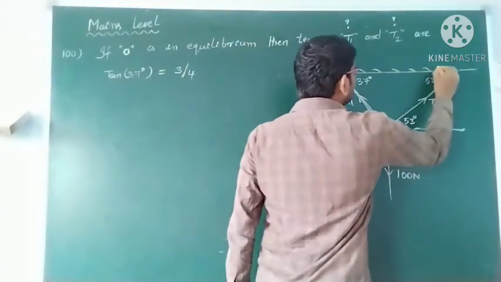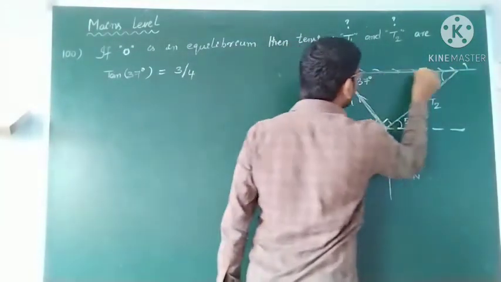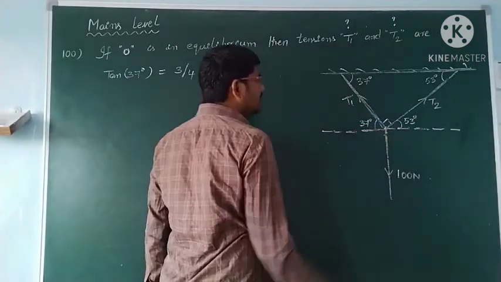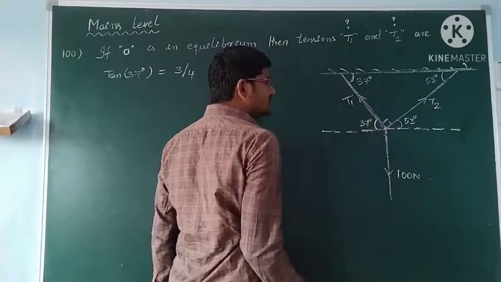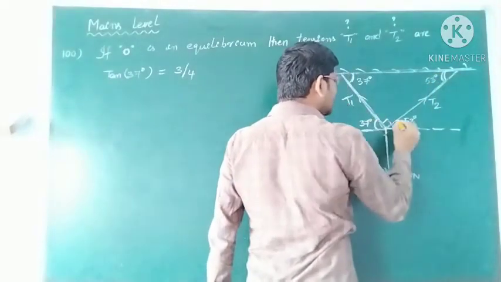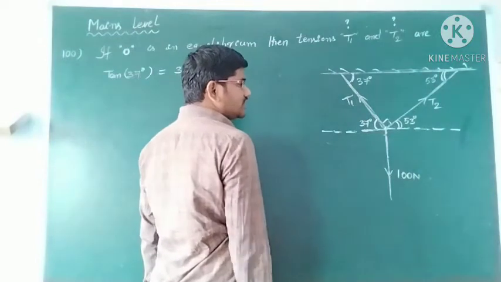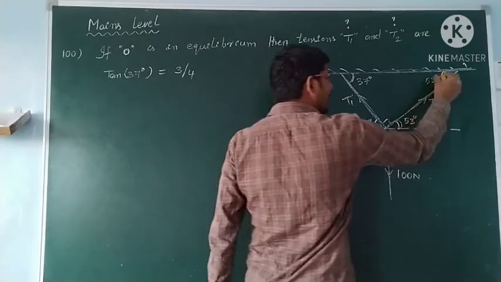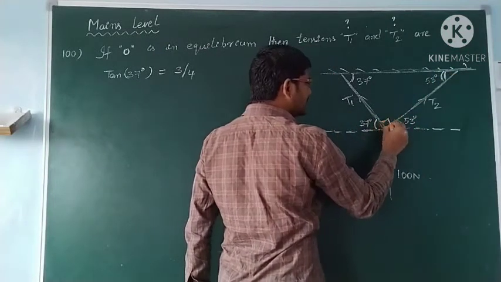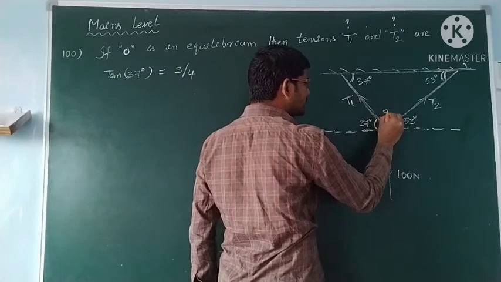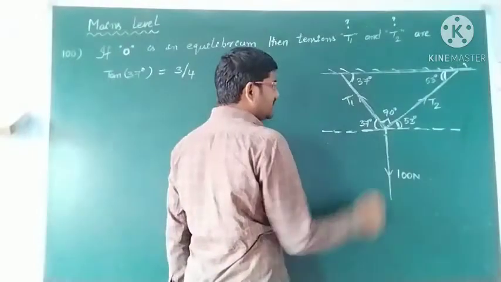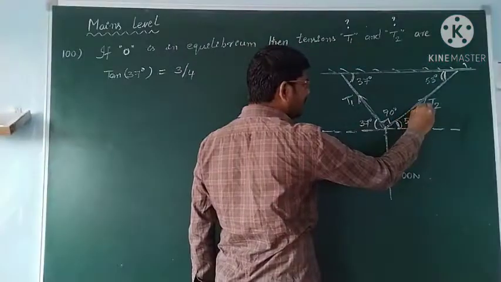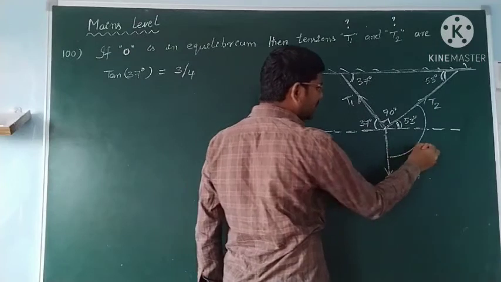And see students, for this line I have drawn another horizontal line. If this is 37 degrees, this is also 37, this is 53, this is also 53. Because these two lines are parallel and this is the transversal, the angles will be equal. And this is 90 degrees, as they have given. The angle opposite to T1, I am taking as alpha.